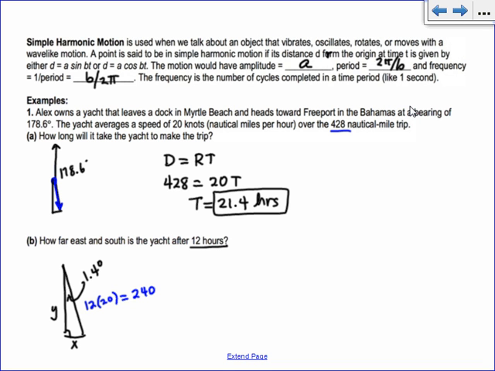All right, so let's say I want to find x first. Then I'm going to use my 1.4 degrees. I have opposite and I have hypotenuse, so I'm going to do sine. So I have sine of 1.4 degrees equals opposite over hypotenuse, and then I multiply it out. And if I want to find y, then I'm going to do adjacent over hypotenuse. So I'm going to do cosine of 1.4 degrees equals adjacent over hypotenuse.